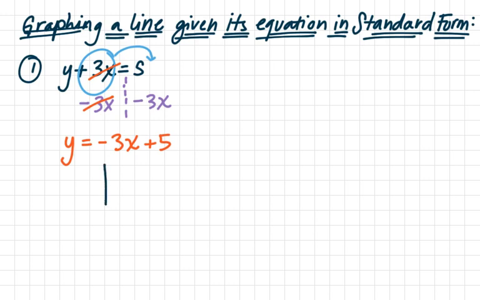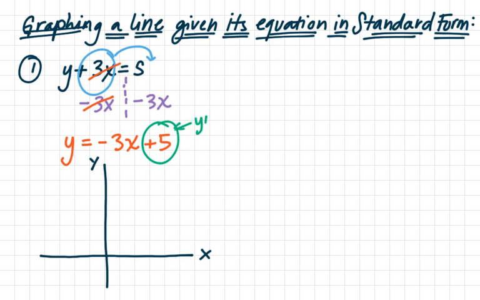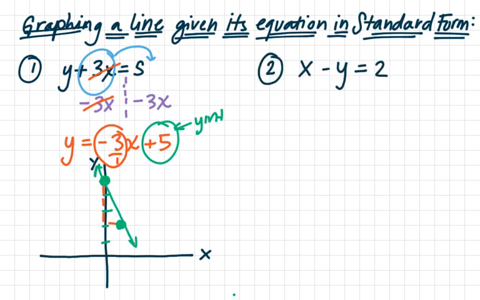So if we were going to graph this, here's your x-axis, here's your y-axis. We have our y-intercept, in this case 5. 1, 2, 3, 4, 5. We make a dot there. And then the slope is minus 3 over 1, which means you're going to go down 1, 2, 3, and go right 1. And then you'll make your second dot. And there you have your line.